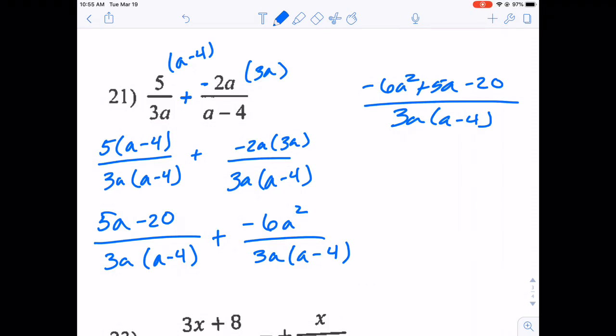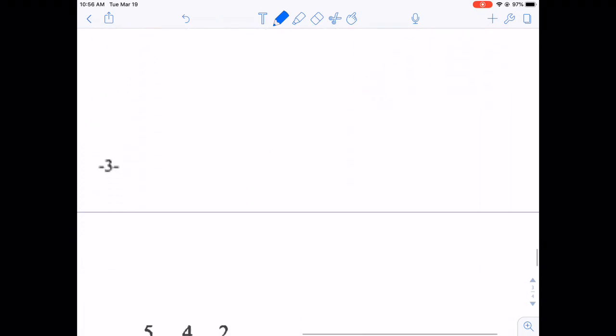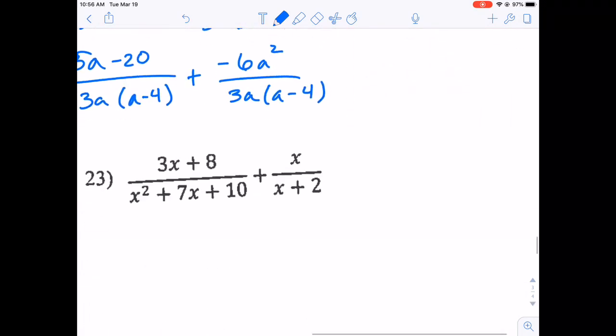And while it might actually factor, I don't think it does. But even if it does, we're just going to leave it at that point because that's kind of a crazy one to factor. So we'll stop right there. That's not the best example, but it's not bad. Okay. 23, I believe, is a solid example here.